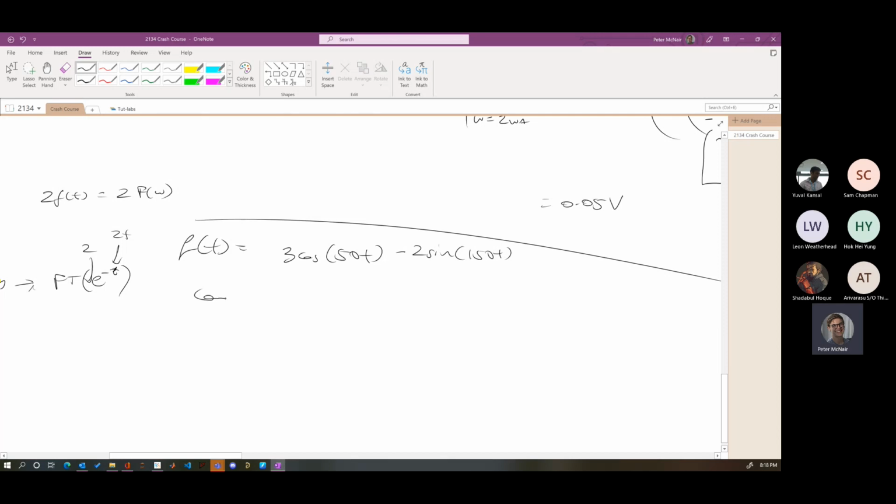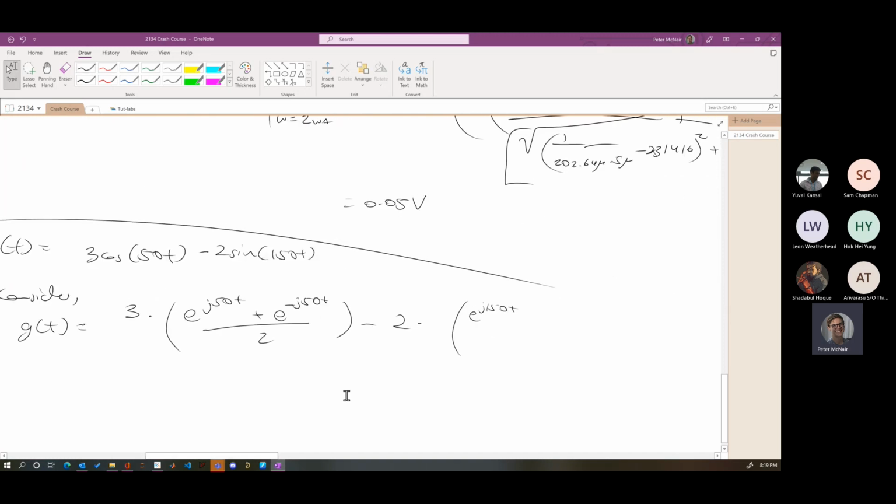So let's consider g of t is equal to 3 times (e to the j 50t plus e to the minus j 50t) onto 2, minus 2 times (e to the j 150t minus e to the minus j 150t) on 2j. You might see where this is going. That's good. Feel free to jump ahead if you're following along.